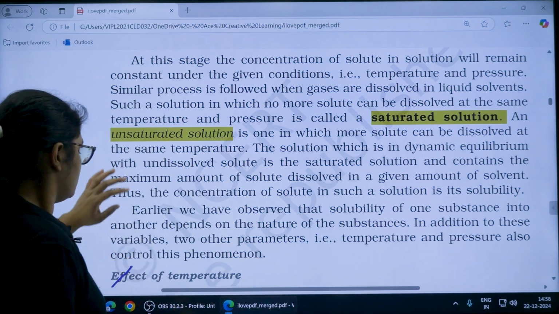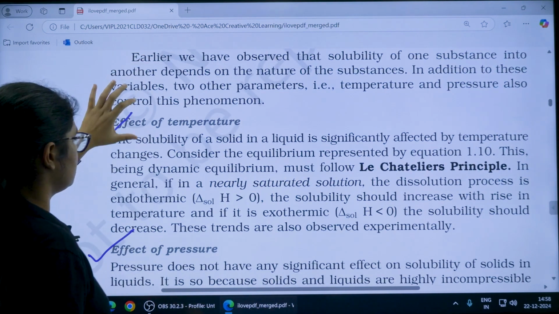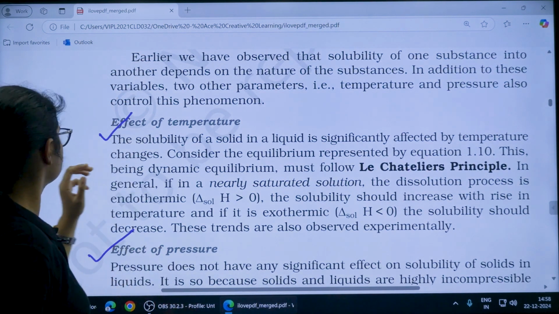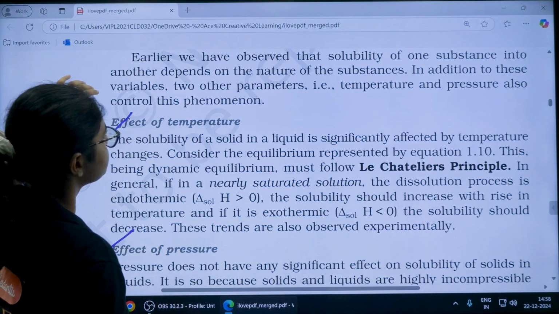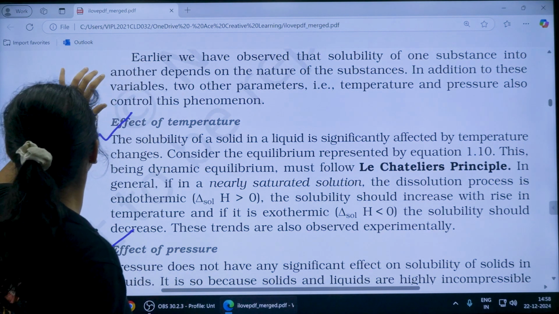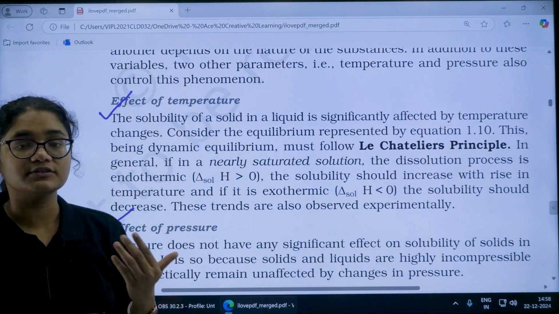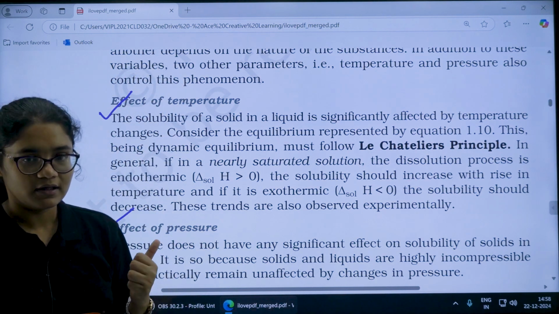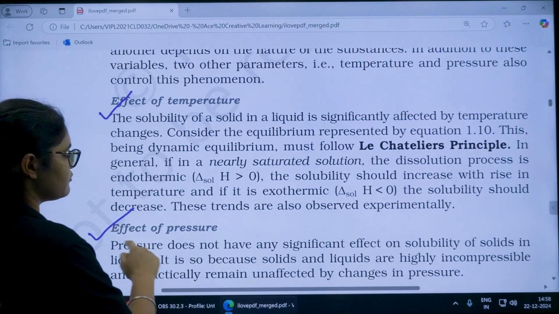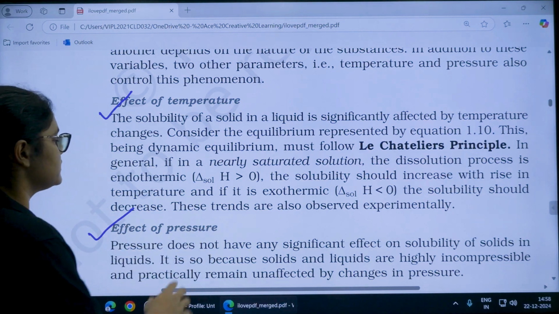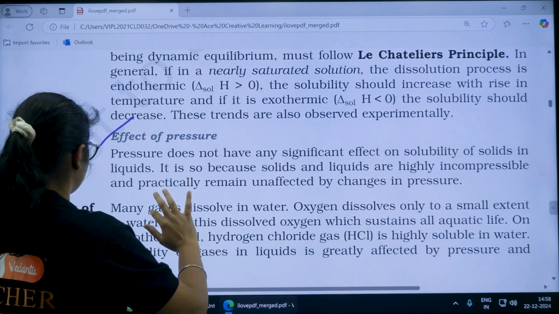Now we will go towards this one, which is very important: effect of temperature and effect of pressure. So this is regarding the effect of temperature on the solubility of a solid in a liquid, right? And this is the effect of pressure regarding the solubility of a solid in a liquid. So this you should know, the effect of pressure and temperature.